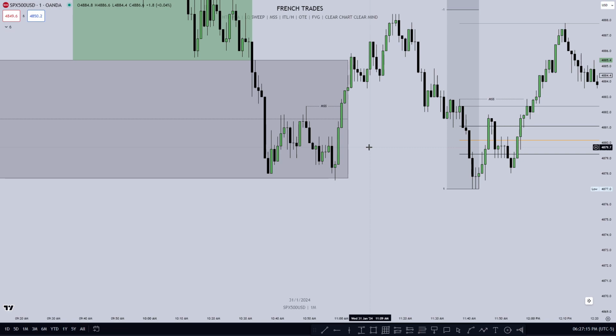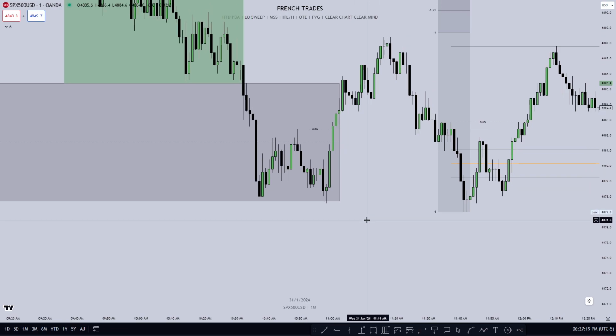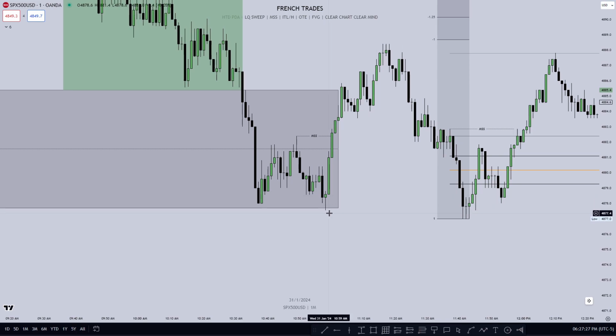Now, what was really the selling point for me was this wick. As you can see, this wick completely swept the -2.5. So I thought at that moment, okay, yep, buy model's active. We're good. From this low, what's the mother high that traded into a fair value gap? So it's the intermediate term high. It would be that little high right here.